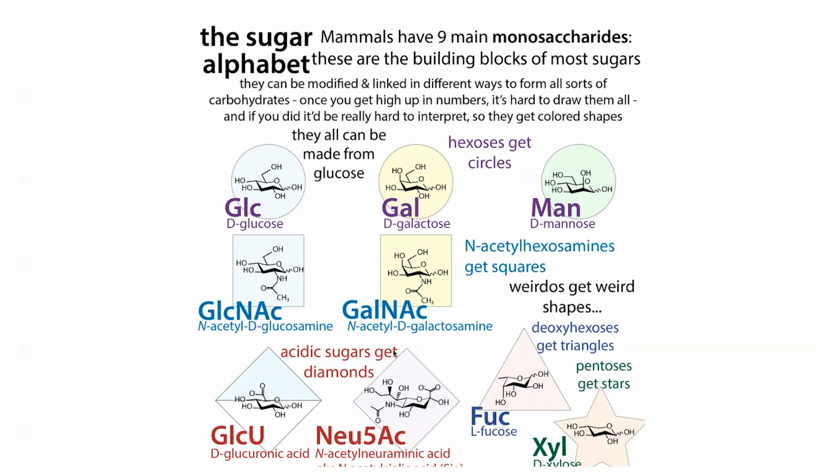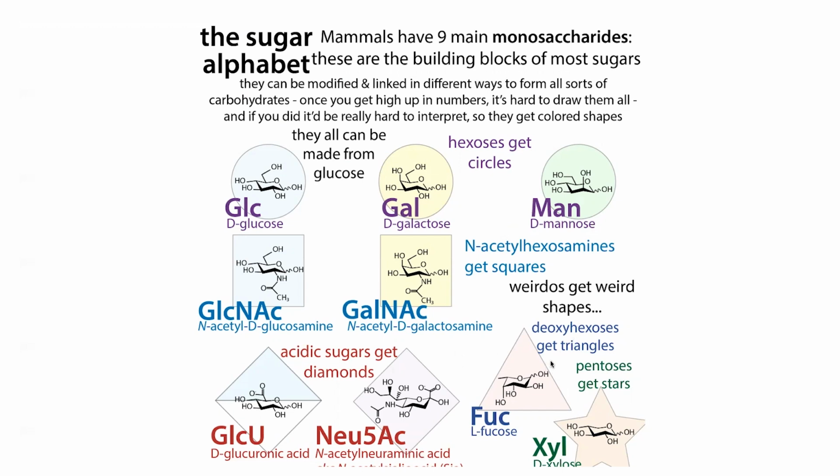Okay, then the acidic sugars are going to get diamonds. So remember we talked about how you can get oxidized to see these carboxylate groups. And just another note, N-acetylneuraminic acid is also known as acetyl sialic acid or sialic acid. Various modified forms of these are also called sialic acid, so that can get kind of confusing as well.